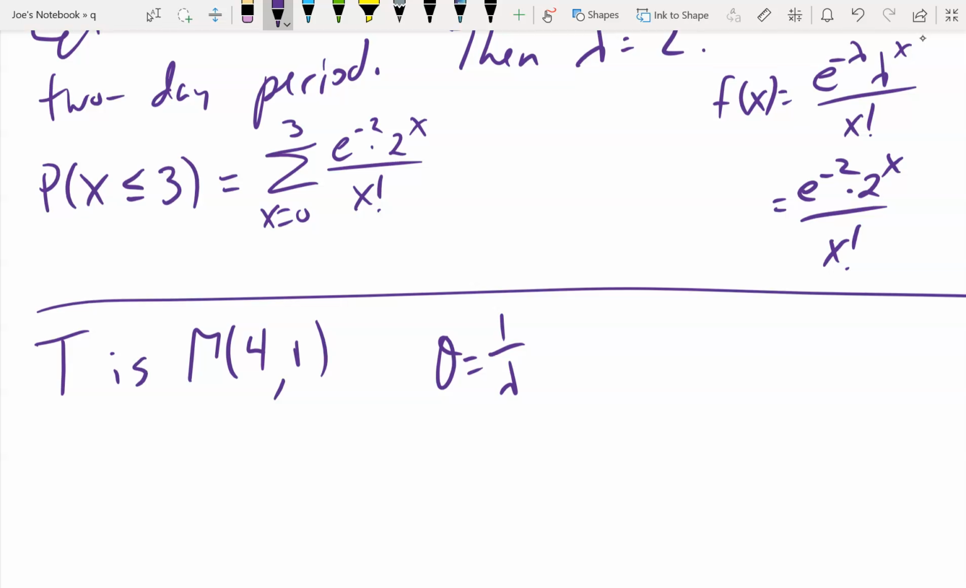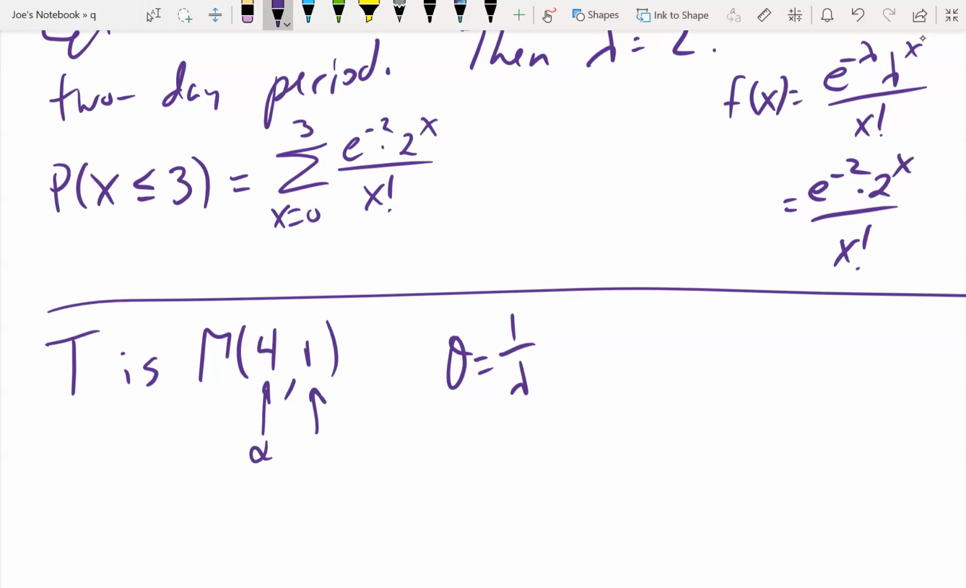Remember, your lambda is the mean number of occurrences per unit time, whereas theta is the time until the first occurrence, and they're reciprocals of each other, right? If you expect three per hour, you would expect one every third of an hour, for example. Because it has two parameters, an alpha and a theta. And alpha's first if you write it in this notation, right? So alpha is the number of successes that you want. Correct. And theta is the mean waiting time for one occurrence. So it's one over lambda, right? So for your parameters here, this one's the alpha and this one's the theta.